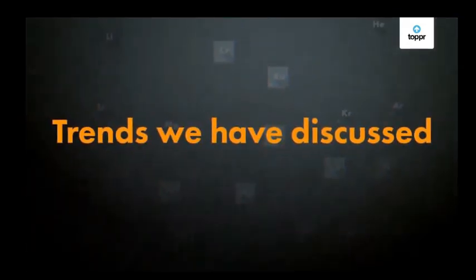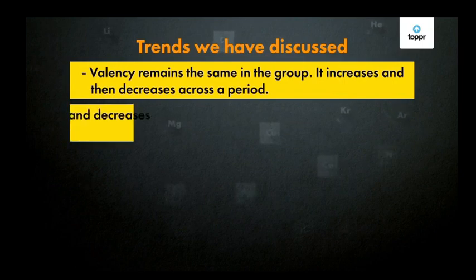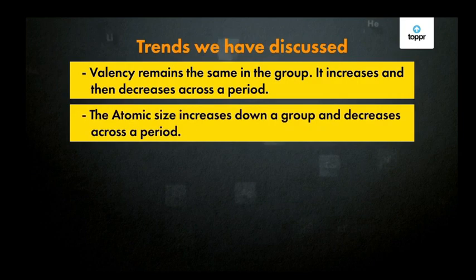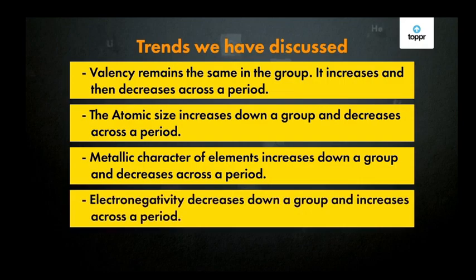Once again, let's take a look at all the trends we have discussed till now. Valency remains the same in the group. It increases and then decreases across a period. The atomic size increases down a group and decreases across a period. Metallic character of elements increases down a group and decreases across a period. And electronegativity decreases down a group and increases across a period. Wow, that was quite a discussion. I'm confident that with these trends, you can even predict many more properties of elements and their compounds.